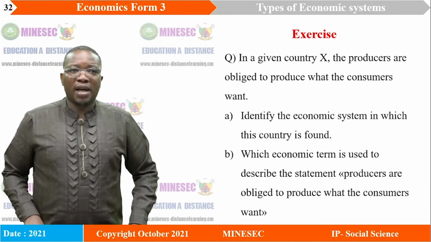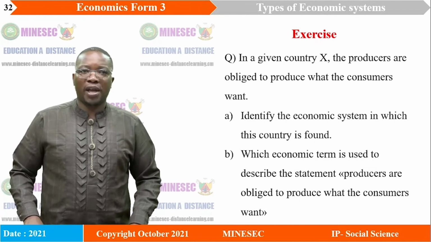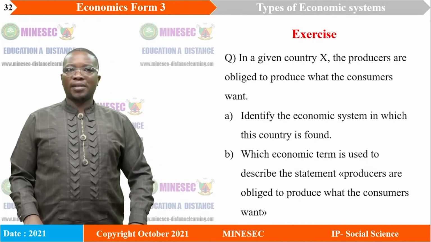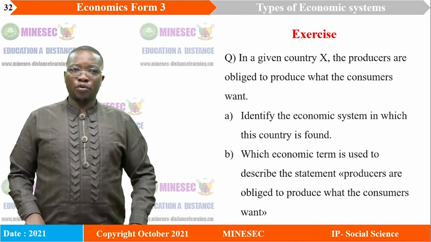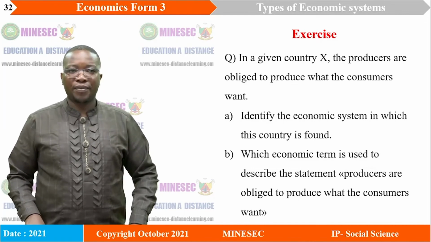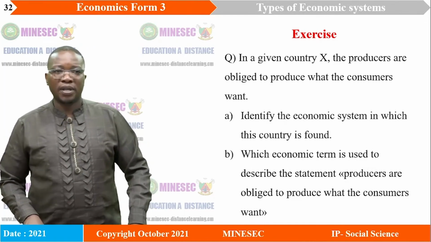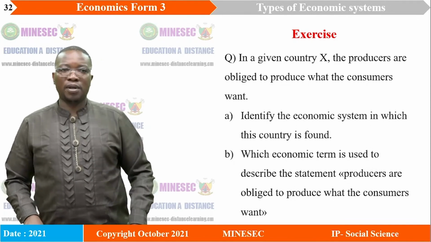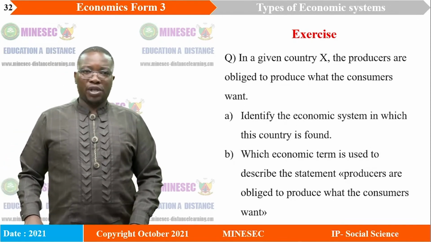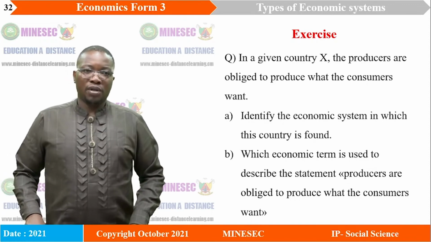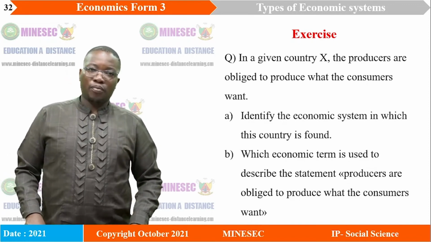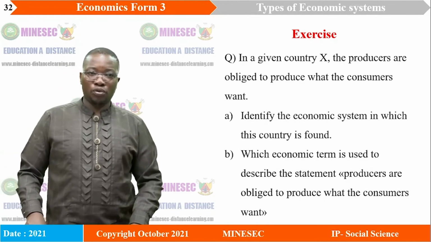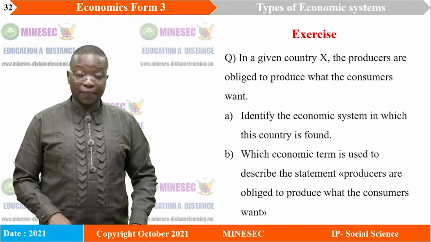We consider a case in a given country X. The producers are obliged to produce what the consumers want. The first question, A: identify the economic system in which this country is found. B: which economic term is used to describe the statement producers are obliged to produce what the consumers want?